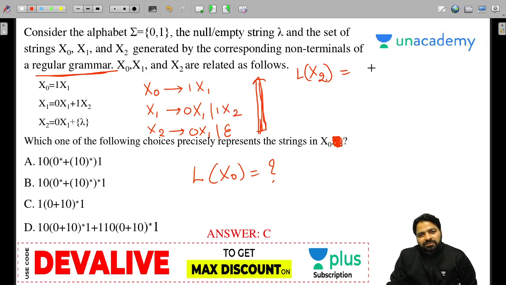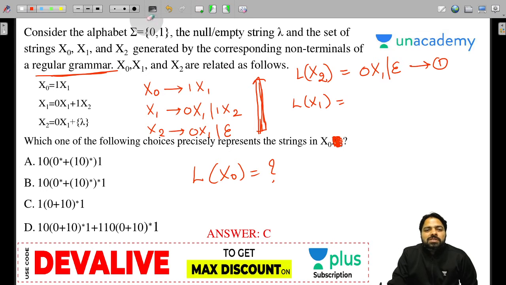You can't write, so just assume it is the same: 0, x1 or epsilon. And assume this is the first one. Take it and substitute in x1. What is x1? 0, x1.